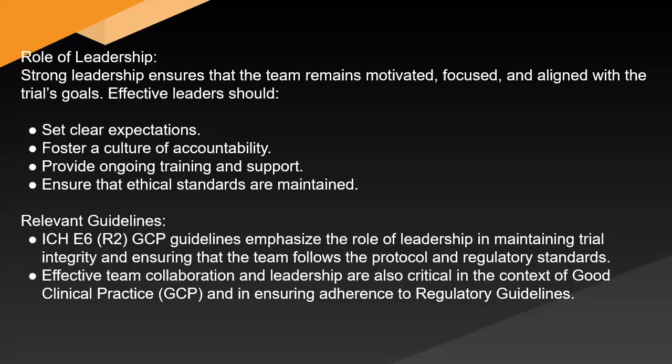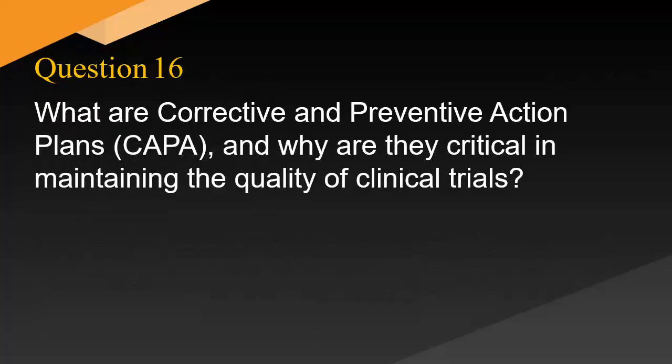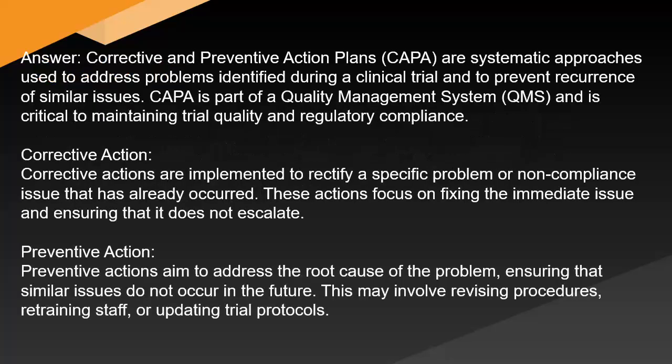to regulatory guidelines. What are corrective and preventive action plans, CAPA, and why are they critical in maintaining the quality of clinical trials? Answer. Corrective and preventive action plans, CAPA, are systematic approaches used to address problems identified during a clinical trial and to prevent recurrence of similar issues. CAPA is part of a quality management system, QMS, and is critical to maintaining trial quality and regulatory compliance.